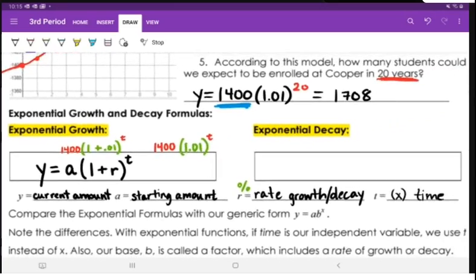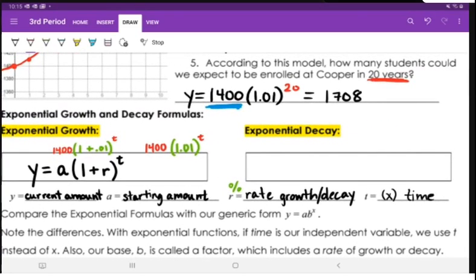Exponential decay is very, very similar. The only difference is instead of a 1 plus r, we'll have a 1 minus r. Everything else is identical. Make sure you get this written down. You'll want this too.